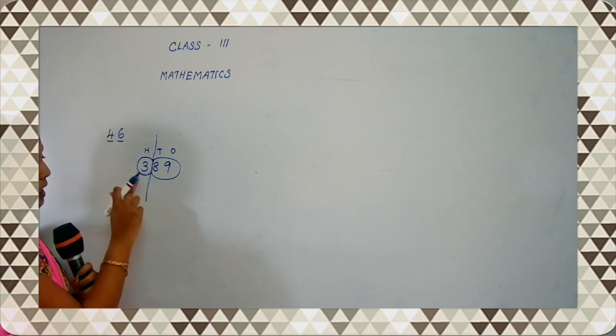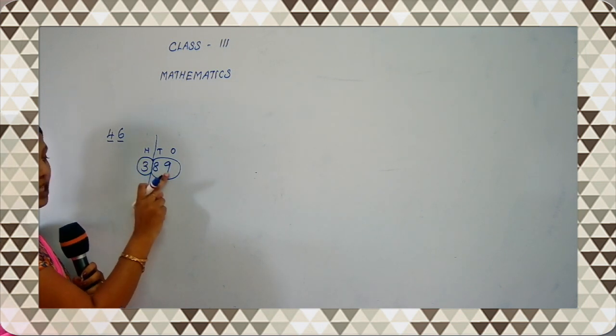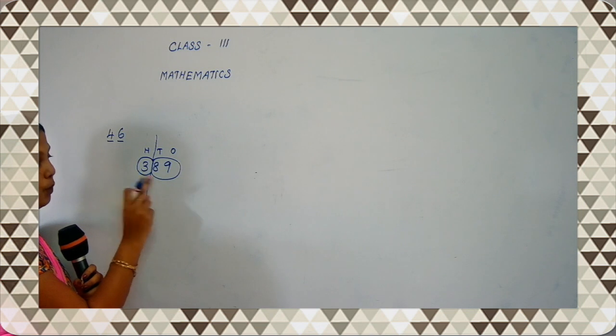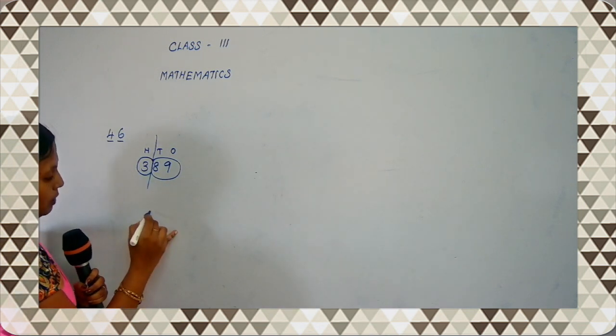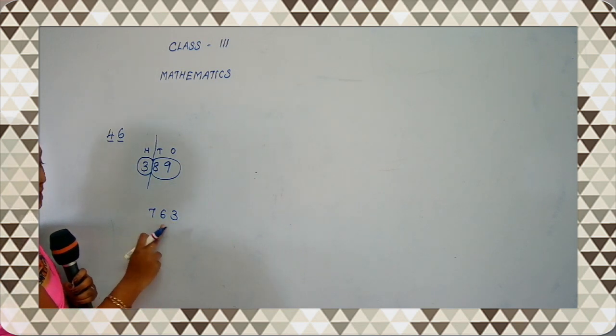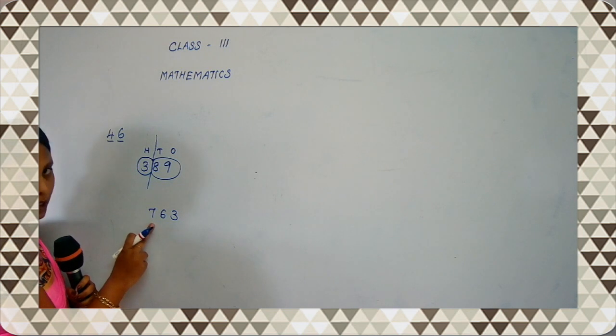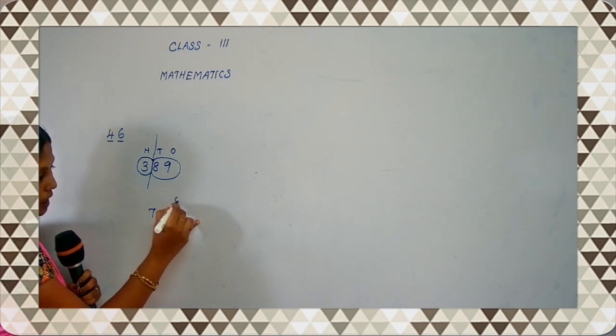How do you read this one? 300, okay. 389, okay children. 389. Now another number. This is a 3 digit number, okay. A 3 digit number starts from 100.